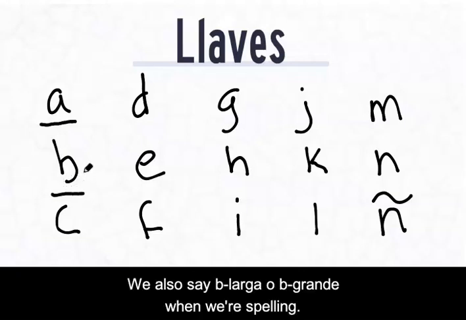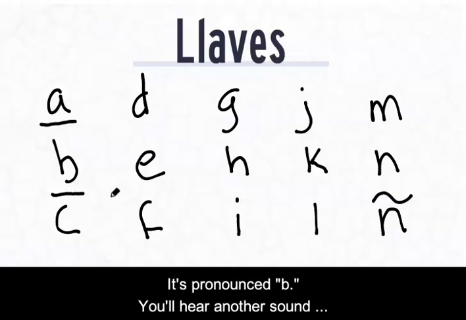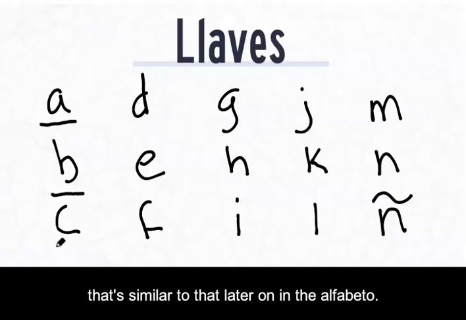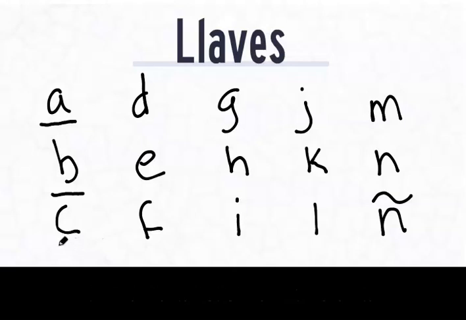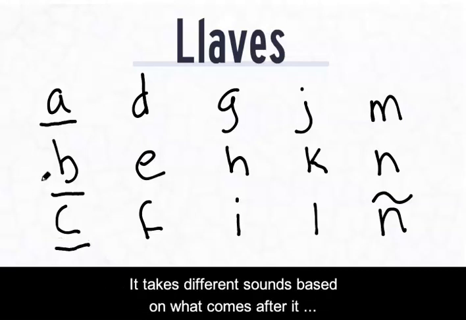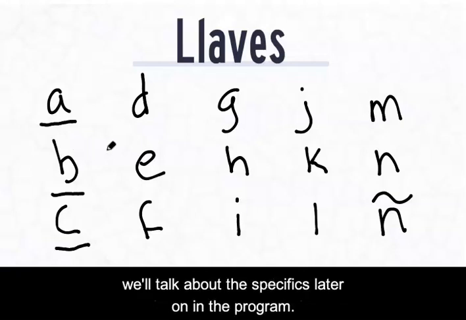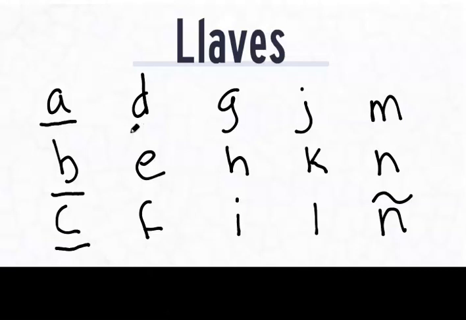We also say B larga o B grande when we're spelling. It's pronounced B. You'll hear another sound that's similar to that later on in the alfabeto. Okay, then comes the letter C. Okay, that's how we use it when we're spelling. It takes different sounds based on what comes after it, specifically the different vowels A, E, I, O, and U. As I said, we'll talk about those specifics later on in the program.